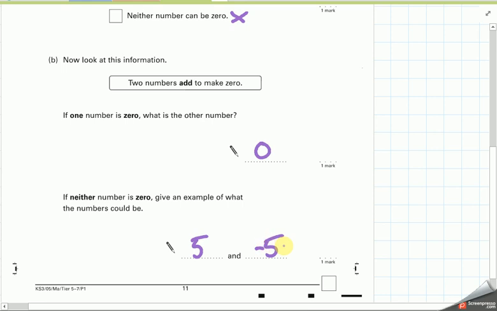A number and its negative version. It could also be -5 and -5? No. -5 plus -5 is -10. It's got to be opposite signs to cancel to zero.